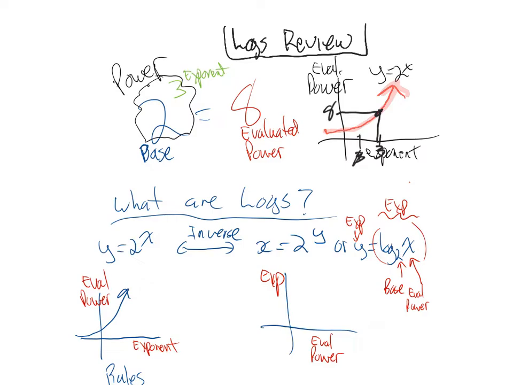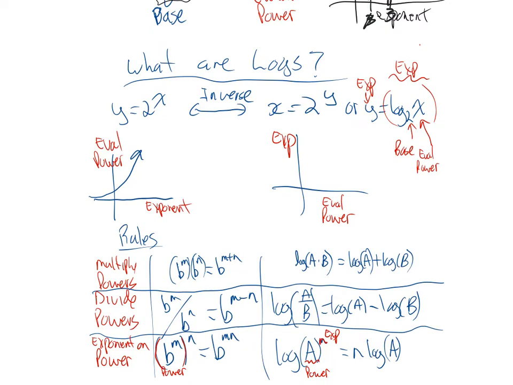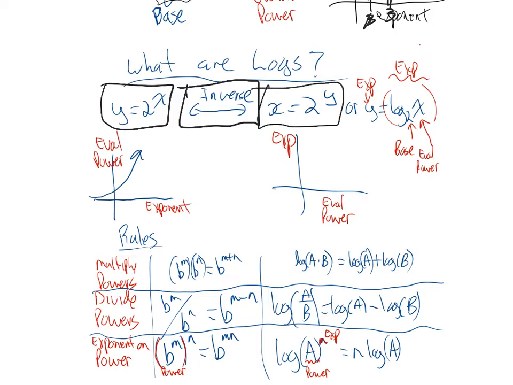So now that we've reviewed that, let's go back over what logs are. So what are logarithms? Well, they are the inverse of exponential. So if I do y equals 2 to the x, and the inverse of that, I interchange x and y and I get this thing here. And that's an inverse relationship.